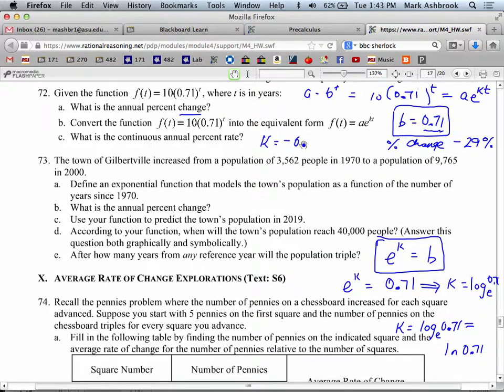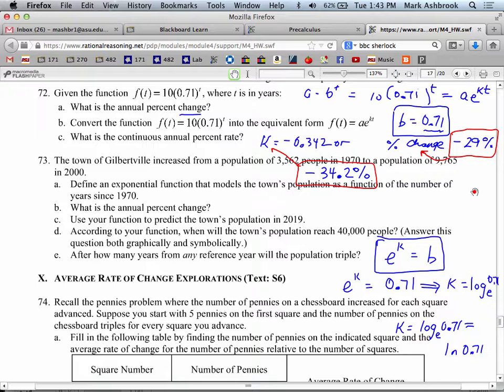Negative 0.342, or negative 34.2%. Okay, so question. There's a rate, that's k, and that's the percent change. Are these rates the same or different?